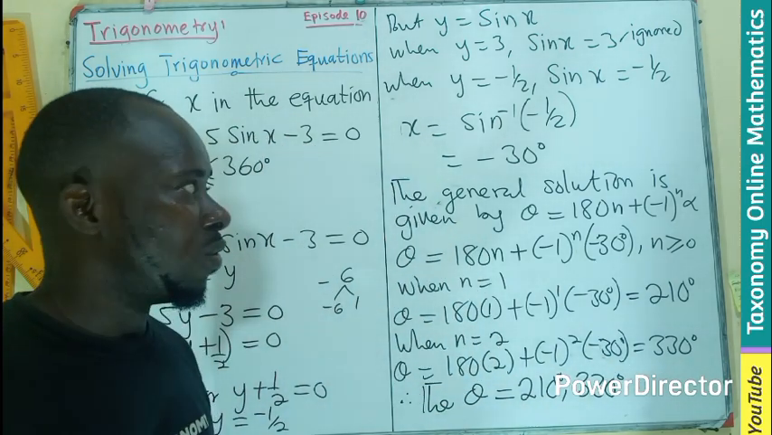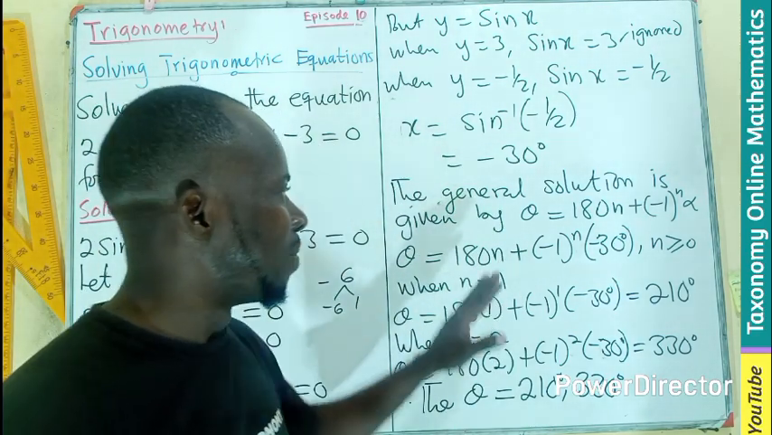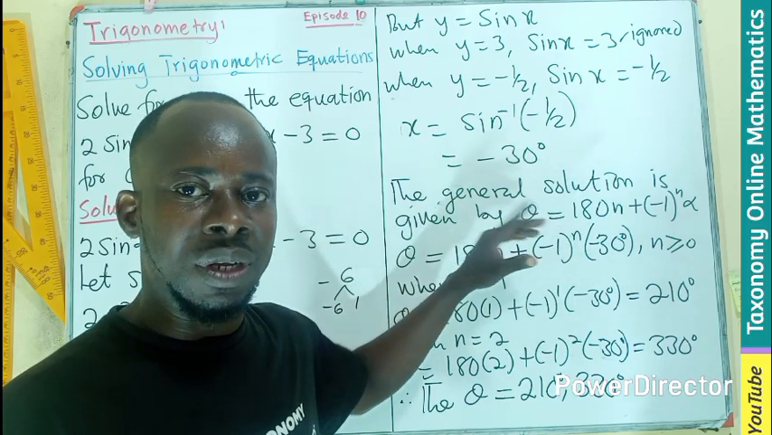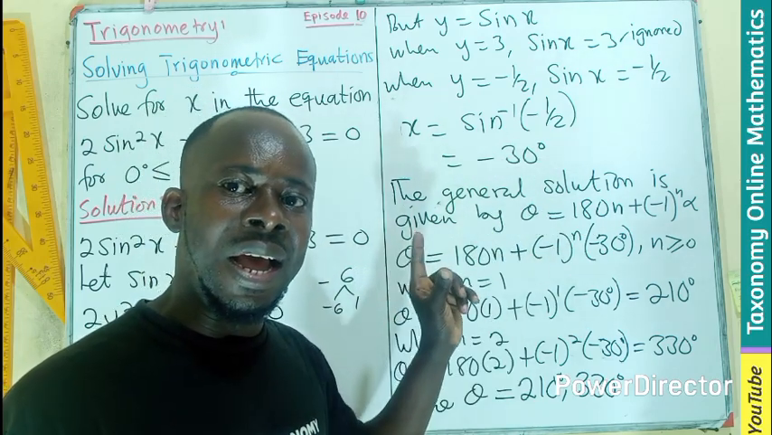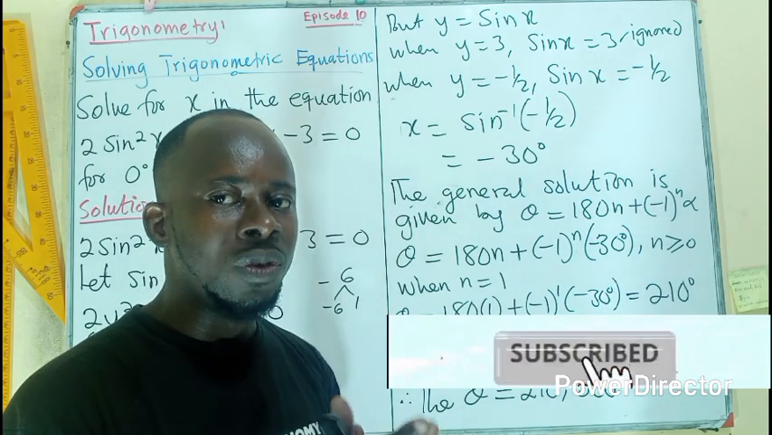So sometimes when you get a negative principal angle, don't panic. Just remember the general solution, how we find the general solution. We did that in, I think, episode number 8. Check it out, and all the principles are in there.